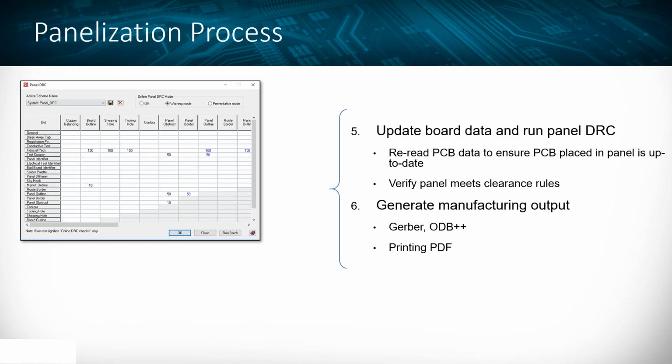So after we run those DRCs, we can change or fix those errors if we have any, and then we'll go ahead and generate manufacturing output, mainly in the ways of ODB++ or a Gerber output. And then, of course, we can do a printing of a PDF as well to include all of your layer information, easily viewable for anyone in your organization.